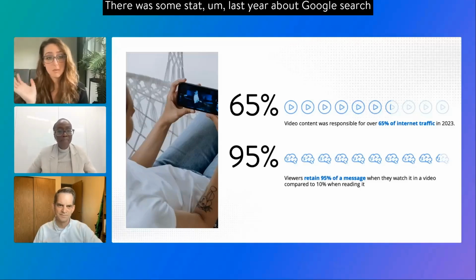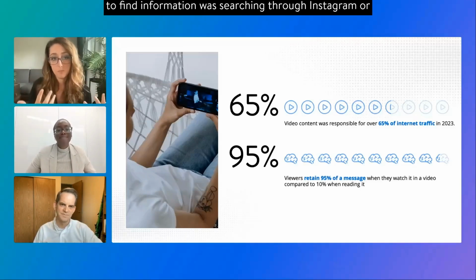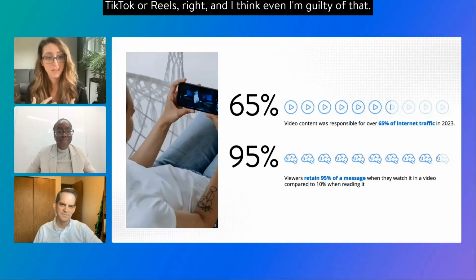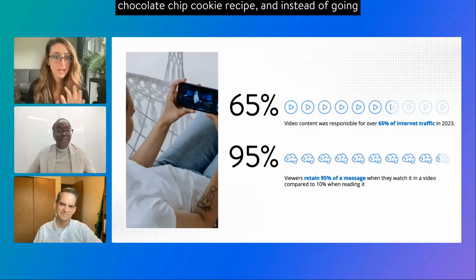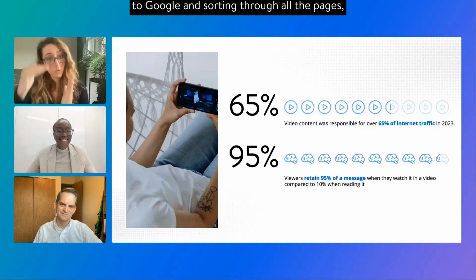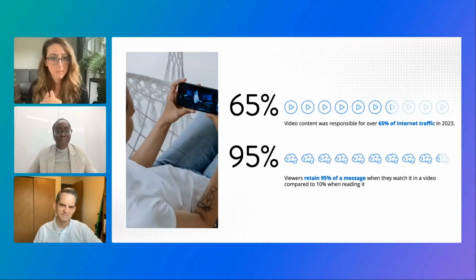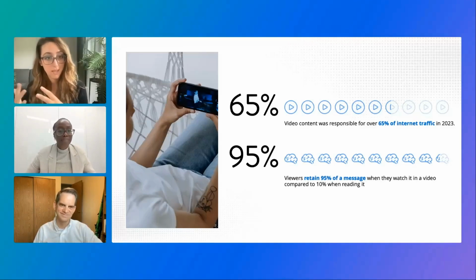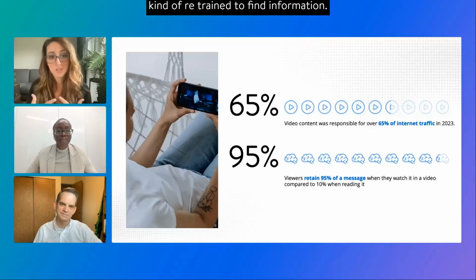Well, that's really interesting. There was some stat last year about Google search potentially going down because of the way people were trying to find information, searching through Instagram or TikTok or Reels, right? And I think even I'm guilty of that. I'm trying to figure out the best chocolate chip cookie recipe. And instead of going into Google and sorting through all the pages, I'm scrolling through these short videos of people making cookies, and I'm seeing it and learning it quickly. And that is just how we are being retrained to find information.